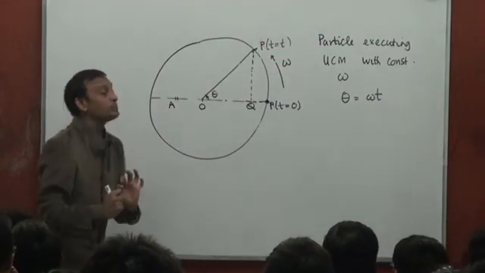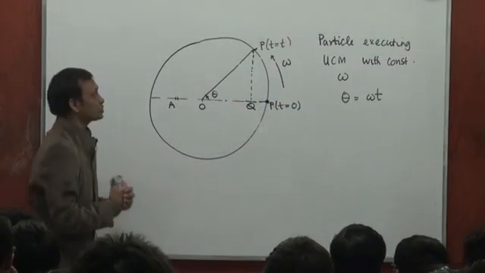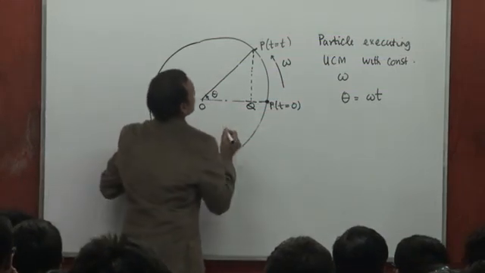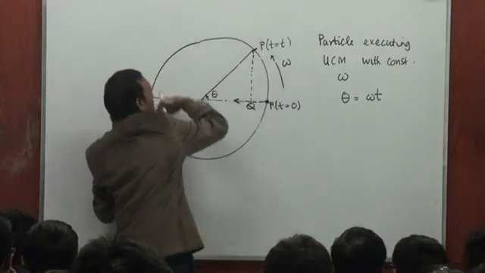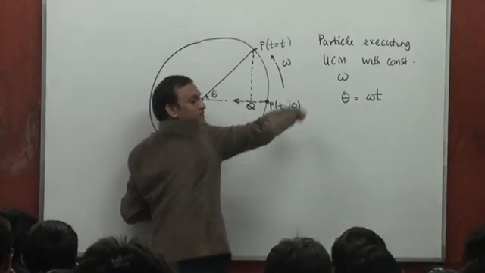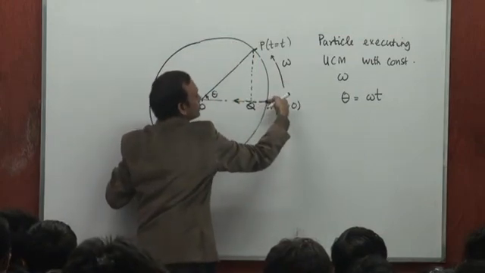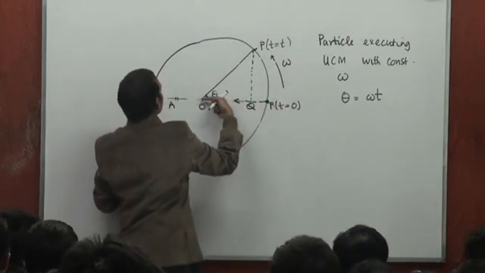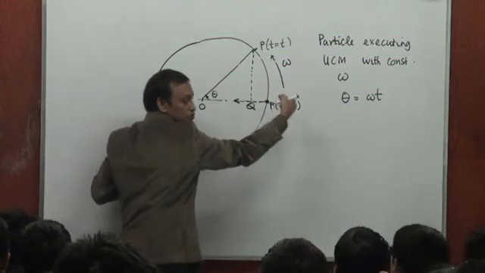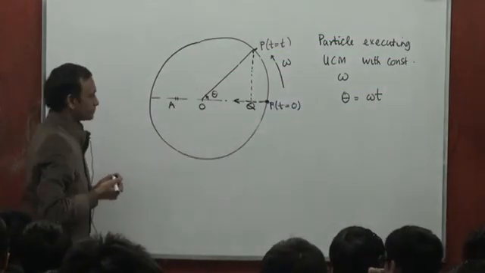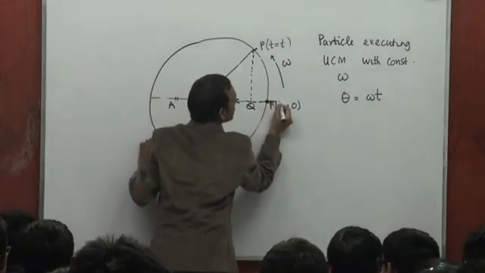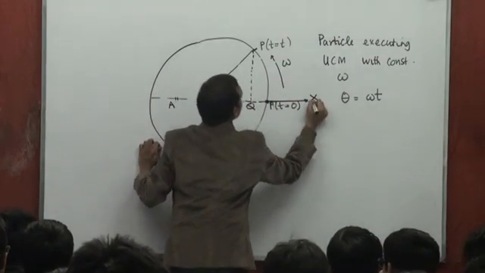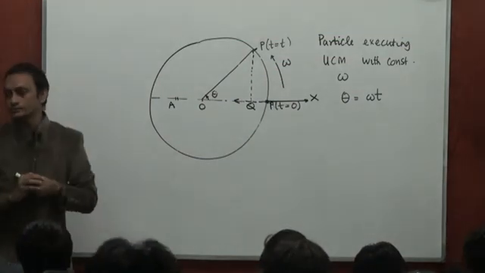Depending on the direction of motion, for example, while P moves in an anticlockwise sense, Q goes from this end to this end. Now, say this is the origin of coordinates and this is the x direction.